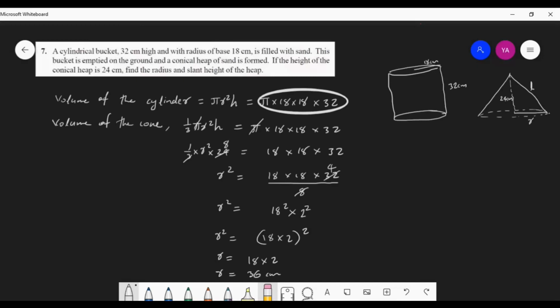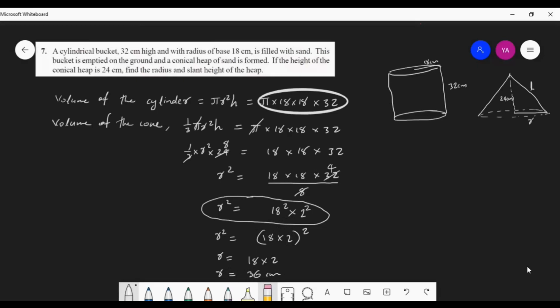So look here, I have applied some trick in solving this value of r. Otherwise, what we would have to do is find 18 square and the square of 2, that is 4, multiply the square numbers, and then find the square root of that large number. That would take some time. But by applying some tricks like this, we could easily find the value of r, that is 36.